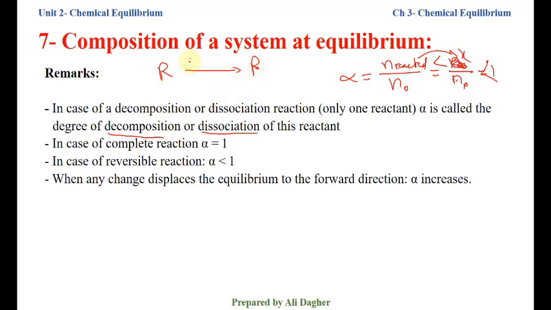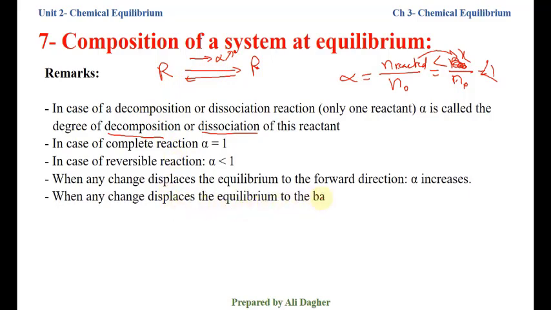Then, when the reaction proceeds in the forward direction, or the equilibrium is displaced in the forward direction, then alpha increases. While when any change displaces the equilibrium to the backward direction, then the conversion of reactants into product decreases, then alpha decreases.